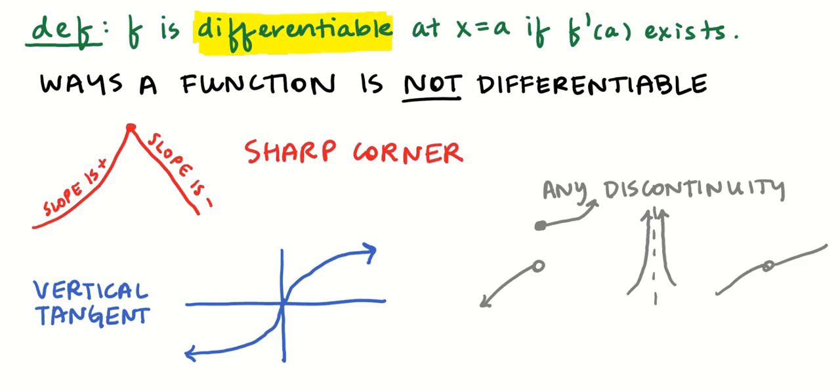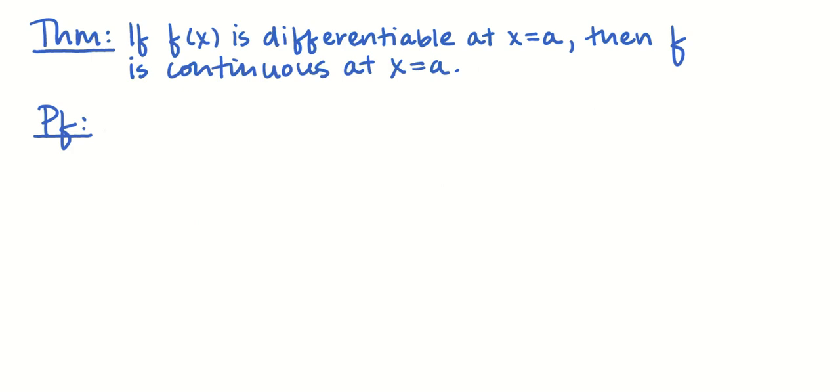Let me actually go back and point. On the red graph, it's continuous at this point, but it is not differentiable there because of the sharp corner. And on the blue graph, we are continuous through the origin, but not differentiable because of the vertical tangent. So continuity does not give you differentiability. But if we can lay in a tangent line, then it definitely means that the function is continuous.